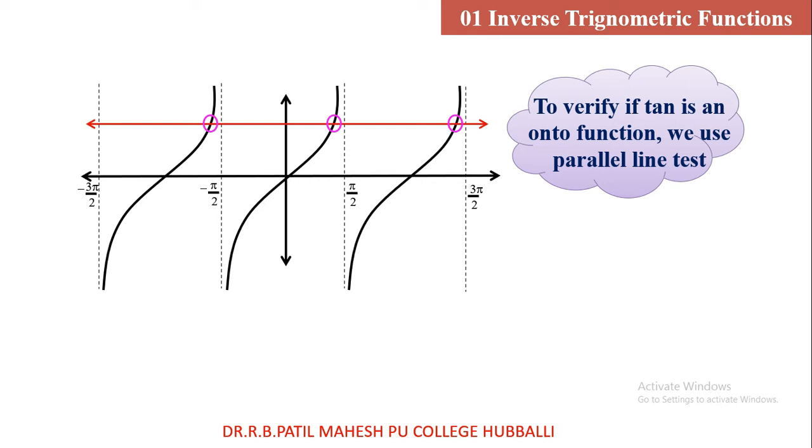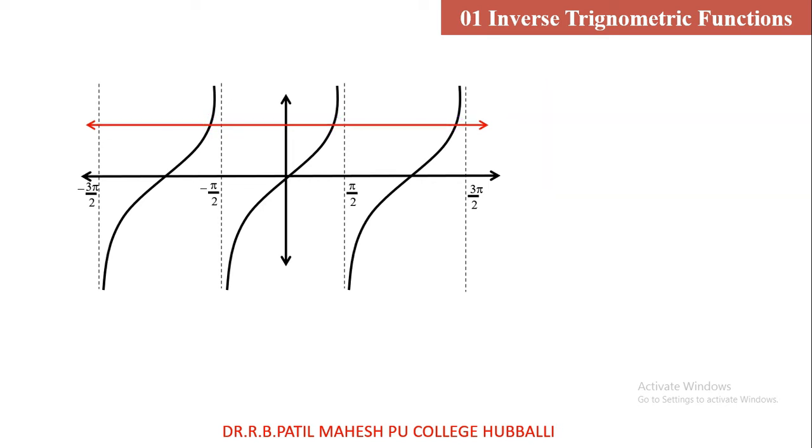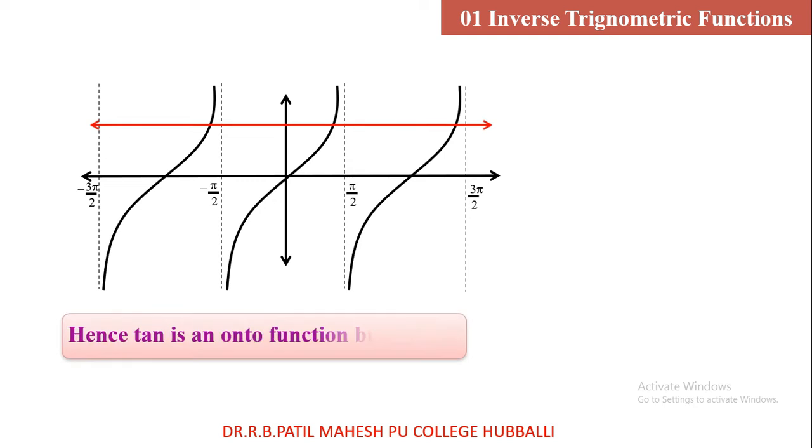To use the parallel line test, draw a line parallel to the x-axis on the codomain. You can observe a line parallel to the x-axis. Hence, the tan x function is an onto function, because the parallel line test for onto is that a line parallel to the x-axis meets the graph at least one point. Here you can observe a line parallel to the x-axis meeting the graph of the tan function at least one point. Therefore, it is onto, but it is not 1-1.